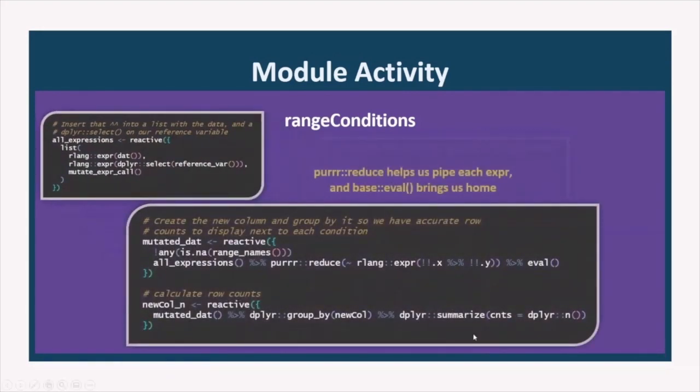Okay, so next we're going to create a mutated data set. So what does that mean? We're actually going to evaluate some code. So here you can see we have all_expressions, which as I said before is just a list of expressions. And we're going to use purrr reduce to actually turn those expressions into a piped formula. And then we're going to feed it right into eval, which is from base R. So now that occurs, this is going to be an actual reactive data set, and we can just use it like a normal reactive data set below to calculate our row counts.